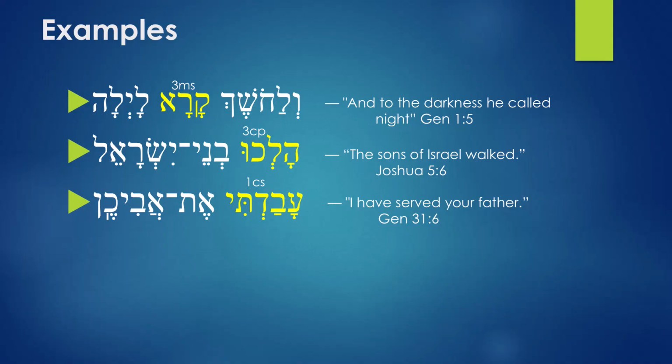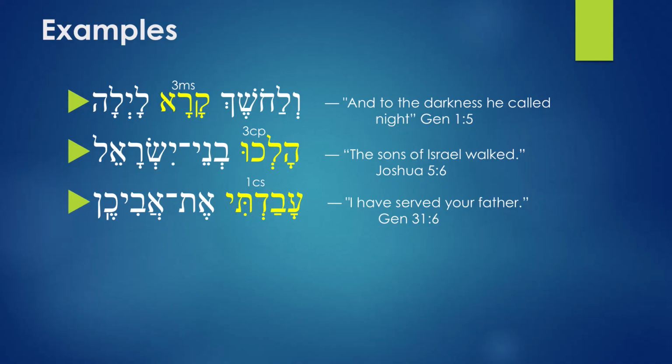Let's move on. Halku bnei Yisrael. Let's start with the verb. Halku is third common plural, 3CP. The U at the end is 3CP. And 3CP is translated as they. The lexical form of this word is halak. Halak means he walked. And so the translation becomes they walked, in the third person.